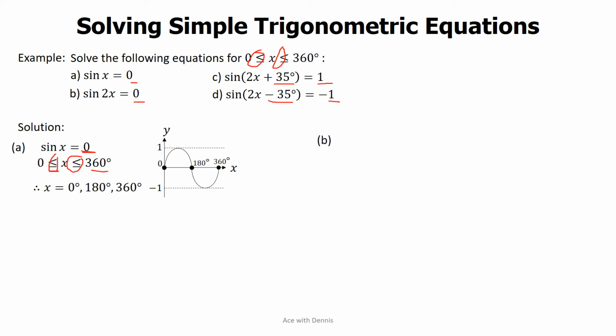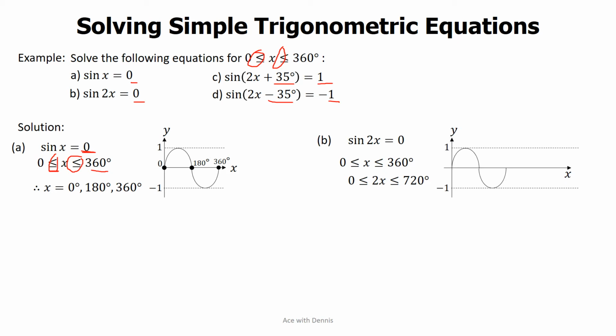Okay, now move on to B. Sine 2x is 0. The range of x is 0 to 360 degrees, so the range for 2x will be 0 to 720 degrees. Now we can look at the graph. So this is sine 2x. For sine x, we have the range 0, 180, 360 degrees. We turn another cycle, for 360 to 720. So therefore 2x will be 0, 180 degrees, 360 degrees, 540 degrees, and 720 degrees.